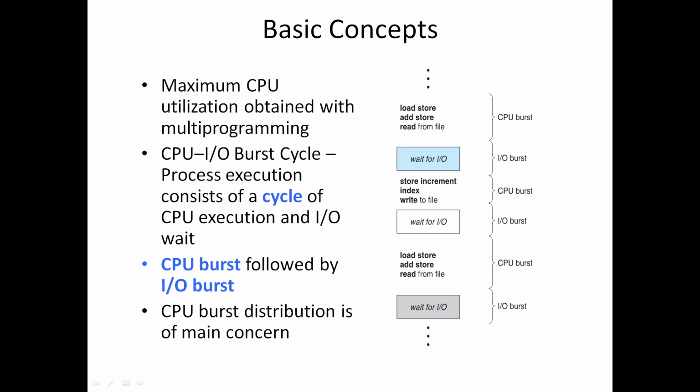So in general, program execution consists of two cycles. One is CPU burst followed by IO burst. The process execution generally consists of a cycle of CPU execution followed by IO wait. Initially we have a CPU burst followed by the IO burst. In this diagram, this is the CPU burst followed by some IO burst. IO burst means it is waiting for some IO operation.